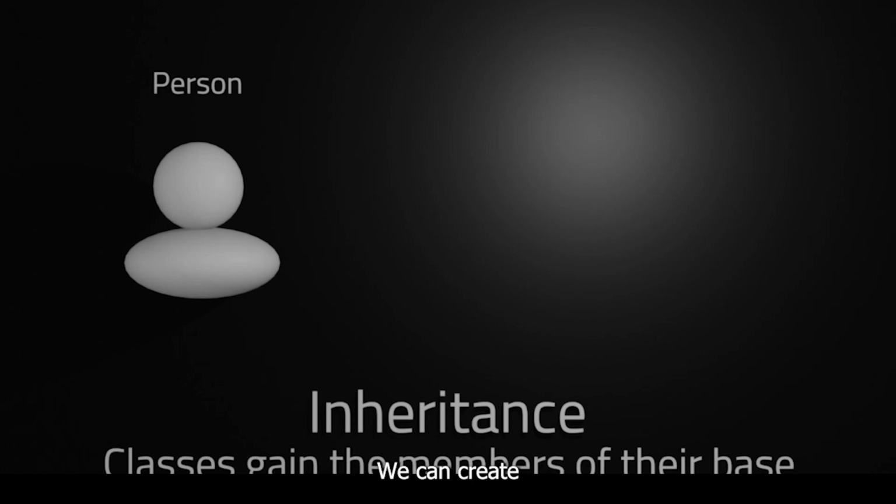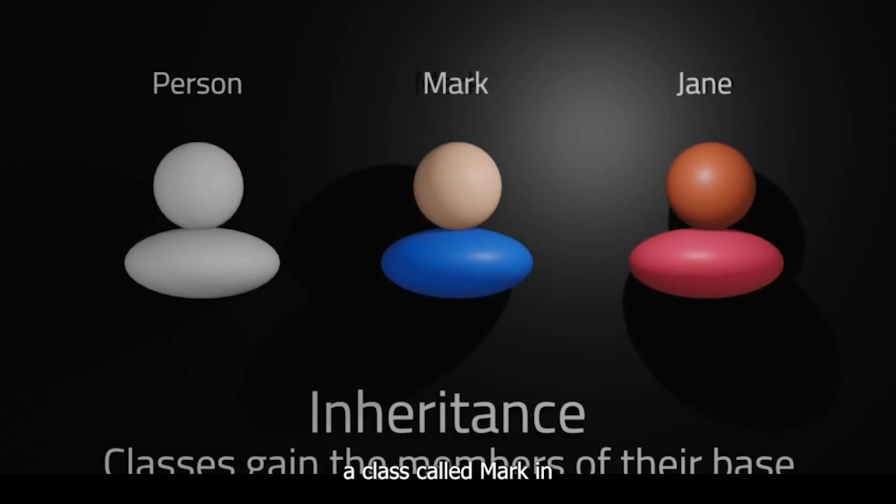Using inheritance, we can create a number of different classes. For example, we can create a class called Mark and a class called Jane. They are two totally different classes, but at their base, they're both people. They both inherit the Person class.